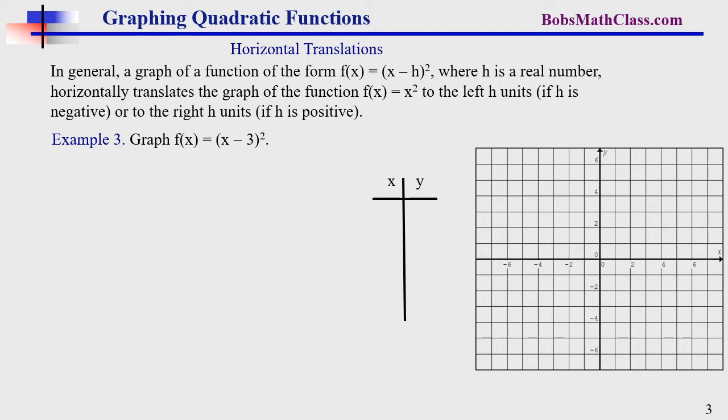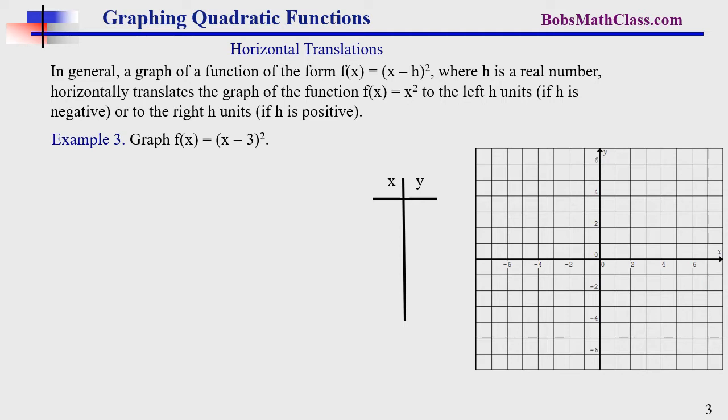Okay, so in general, a graph of a function of the form f of x equals x minus h squared, where h is a real number, horizontally translates the graph of the function f of x equals x squared to the left h units if h is negative, or to the right h units if h is positive. Now notice that there is a minus sign. Because of that minus sign, we have to think the opposite of what you would see. All right, here's our example. f of x equals x minus 3 squared.